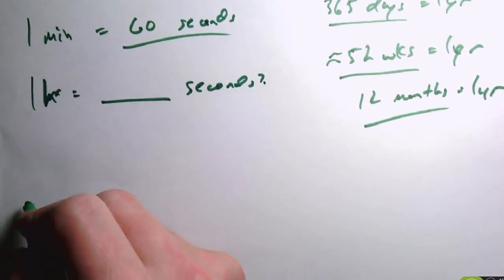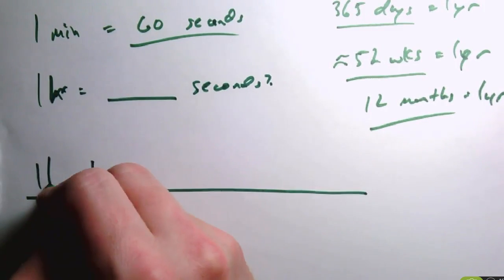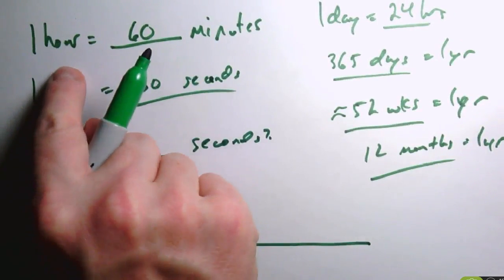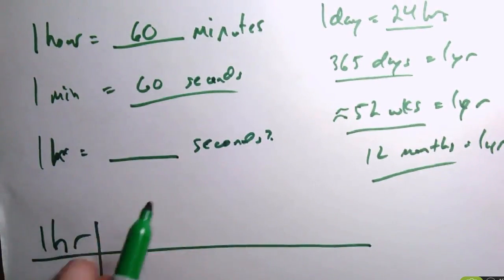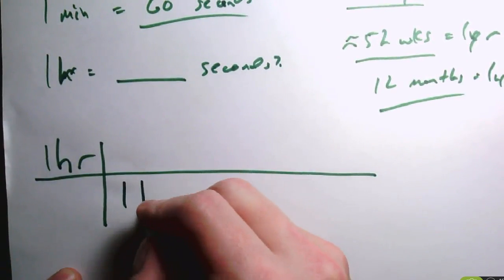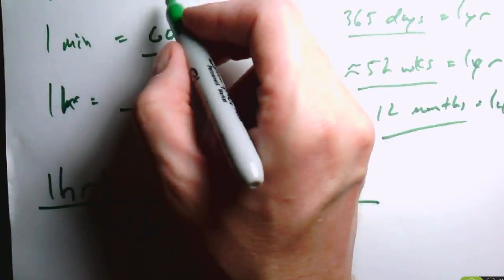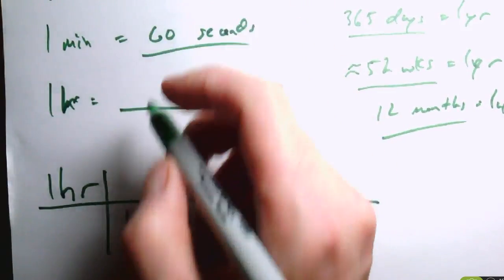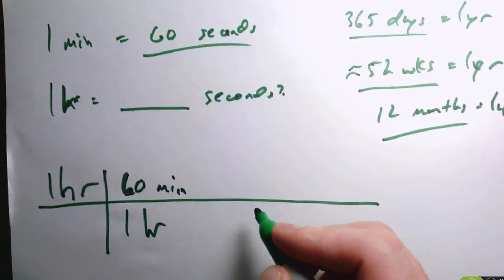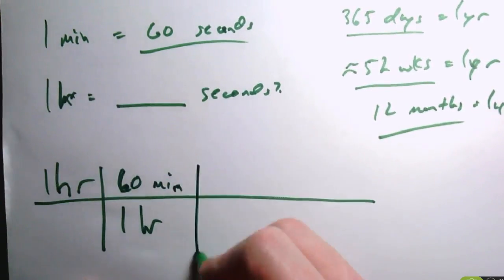So what we do is we start with a little line here. We'll make it like basically a little chart. So we're going to start with 1 hour. Now what do we know about an hour? Well, we know 1 hour is 60 minutes. So I'm going to put 1 hour down here at the bottom. The reason is I want hours to cancel off. And then if 1 hour is 60 minutes, I'm going to put 60 minutes right here.